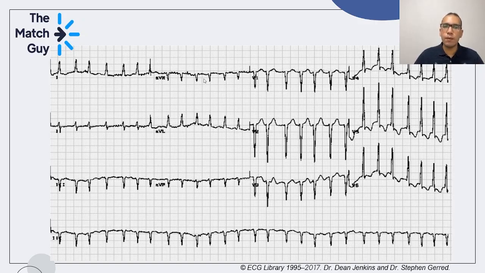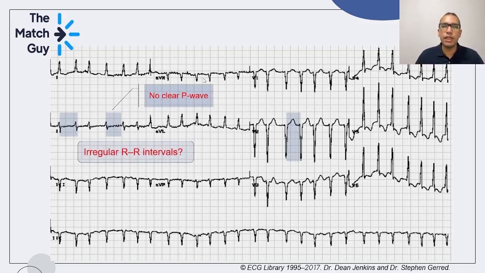Take a look at this one, pause the video if you need to, but you will see that there are no distinct P waves at all, just a continuous chaotic baseline. And if you look at the RR intervals, they are completely irregular, no repeating pattern. These are classic features for atrial fibrillation.